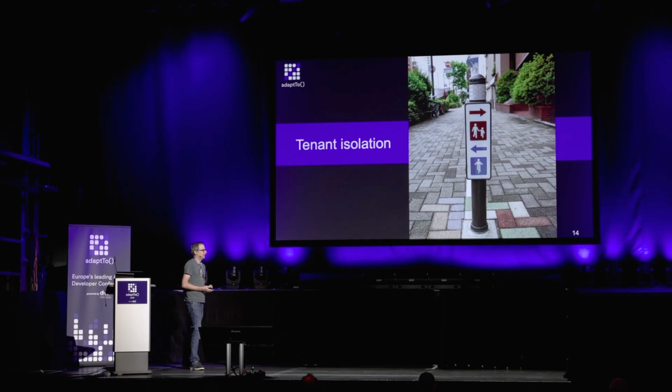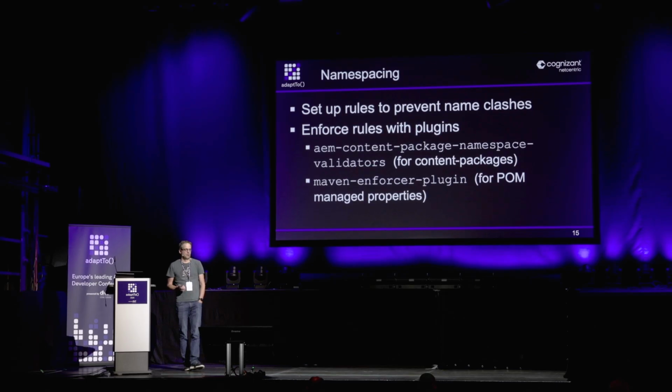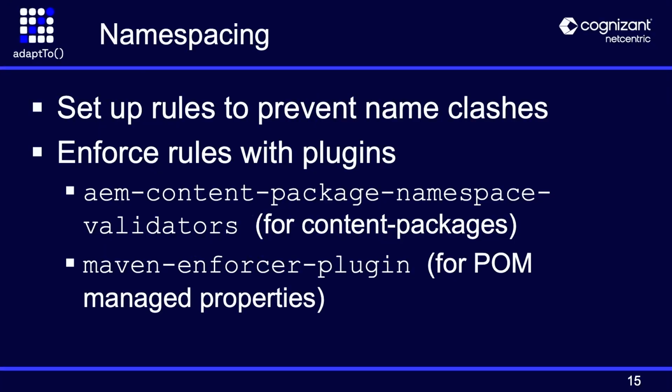Second angle, tenant isolation. If you don't come up with very strict rules on what a tenant should be able to do, then you usually end up with tenants stepping on each other's toes. So the most important critical thing is namespacing rules. And namespacing has several aspects in AEM. The most obvious thing which comes to mind is Java packages, package names, but there's obviously a lot more.